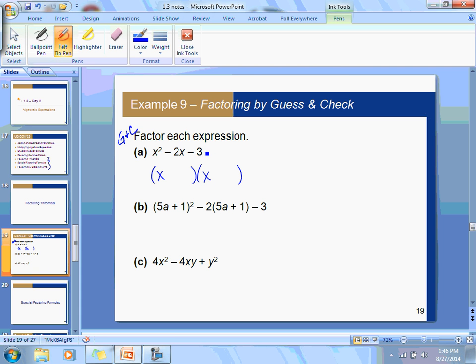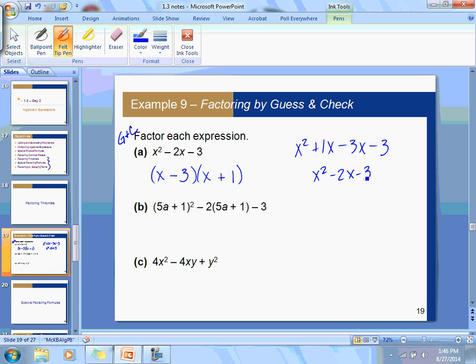And then what are the factors of 3? You need a 3 and you need a 1. And now you have to ask yourself, okay, how can I get a 3 and a 1 to add to a negative 2 and multiply to be a negative 3? Well, if I make the 3 negative and the 1 positive, the negative 3 and the 1 will add to a negative 2 and multiply to a negative 3. So if I FOILed this all out again, I would have x squared plus 1x minus 3x minus 3. And then if I combine my like terms, I would get the x squared minus 2x minus 3 back again.